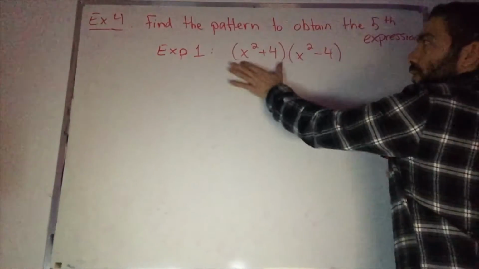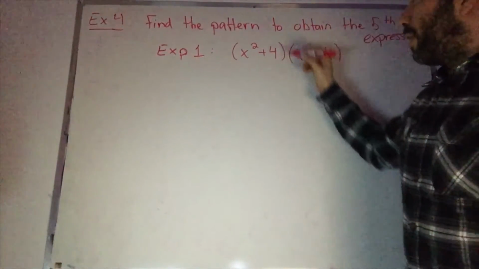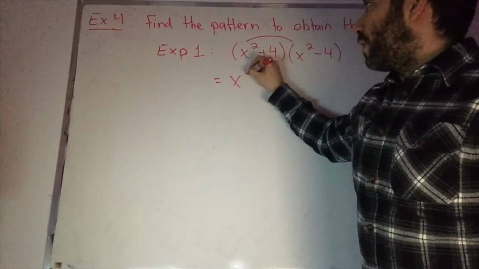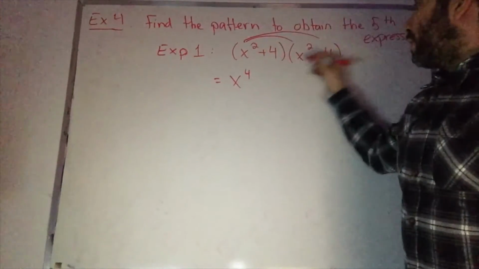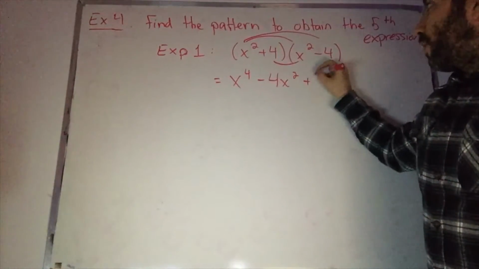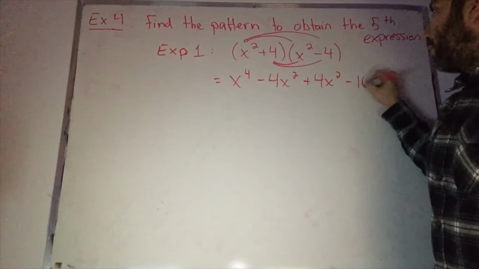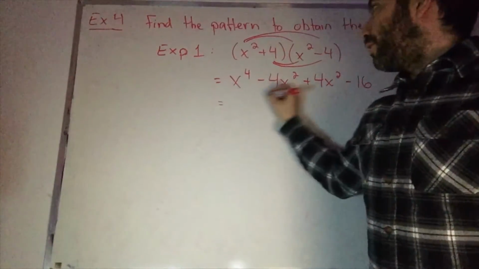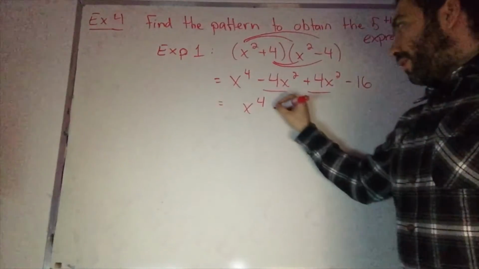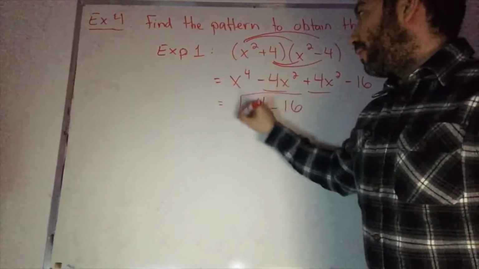So we have a binomial times a binomial. So what we have to do is use the FOIL method. So x squared times x squared is x to the 4. X squared times negative 4 is minus 4x squared. 4 times x squared is positive 4x squared. And 4 times negative 4 is minus 16. Okay, combine like terms, the two middle terms, we get x to the 4, and we get negative 16. So this is the answer for the first expression.